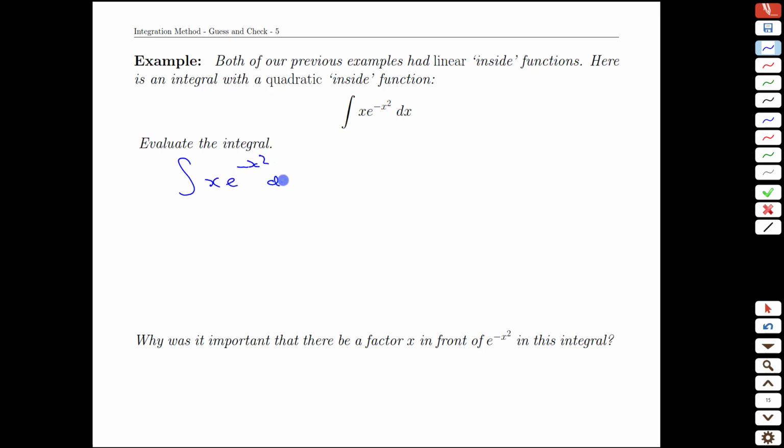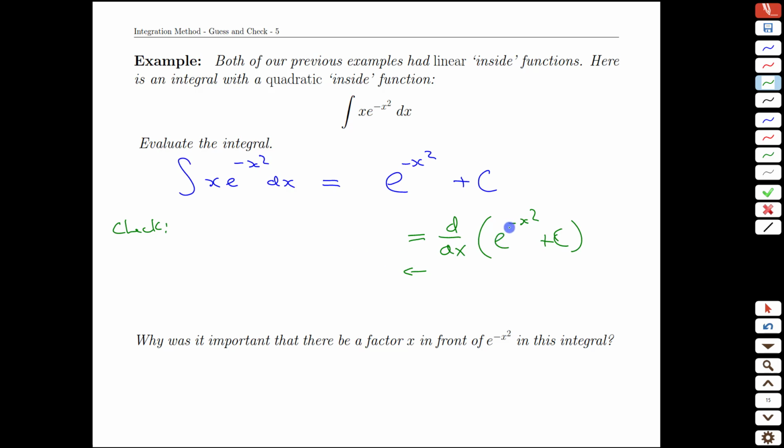Now this is not as obvious, but let's take a stab. My guess is we're going to see something like e to the negative x squared back, possibly plus a constant. How do we know if that's right or not? We check. We're going to take the derivative of e to the negative x squared plus c. So we're going to differentiate this and work our way back.